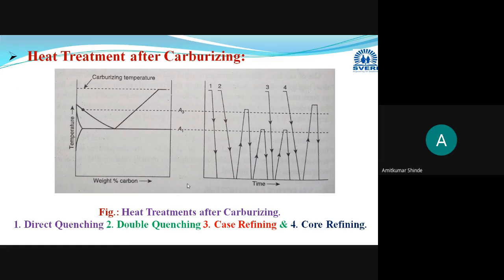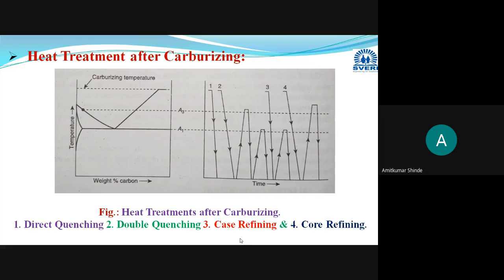After carburizing, heat treatment is necessary to transform the carbon diffused in the austenite into martensite. You have to perform the heat treatment, and it will be termed quenching. You can say quenching or hardening heat treatment, and that hardening can be performed in four different ways: one, two, three, four. I have highlighted them here.